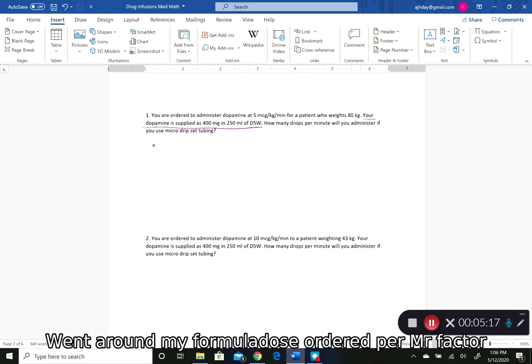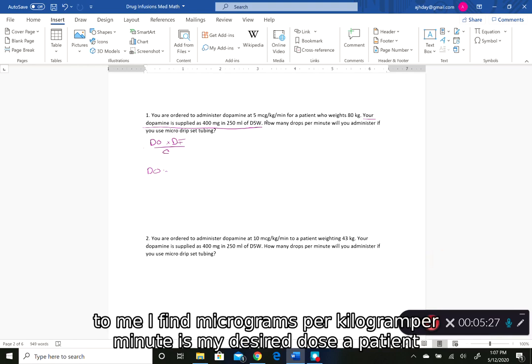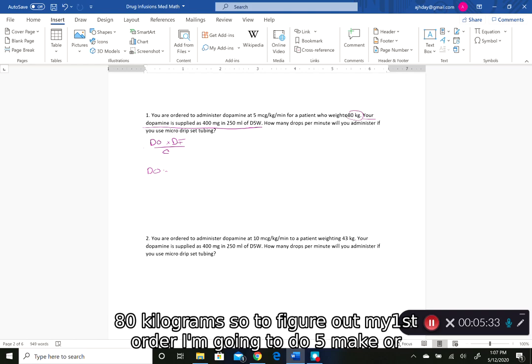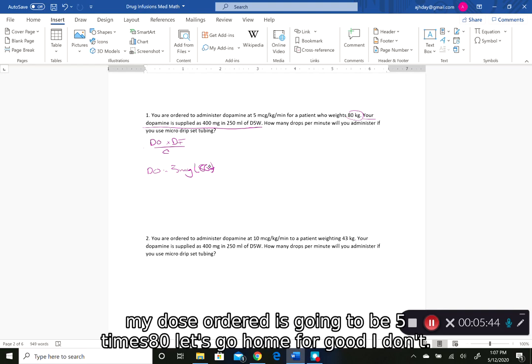So I'm going to write out my formula. Dose ordered times drip factor over concentration. My dose ordered is the only part that I don't have given to me. I have 5 micrograms per kilogram per minute as my desired dose. My patient weighs 80 kilograms. So to figure out my dose ordered, I'm going to do 5 micrograms times 80 kilograms. So my dose ordered is going to be 5 times 80. Let's go ahead and figure that out.